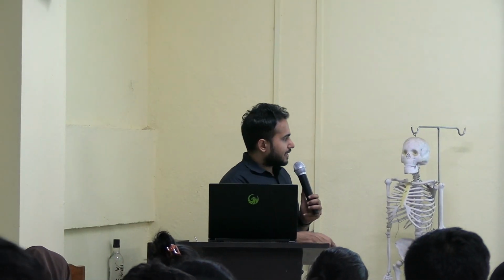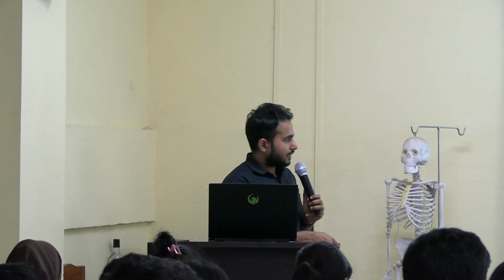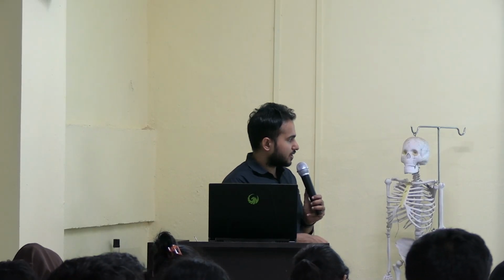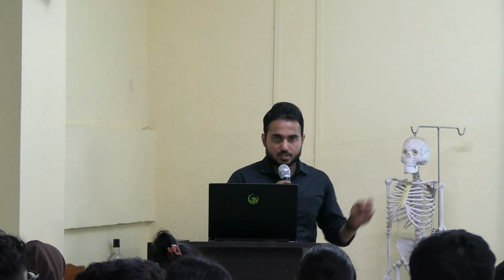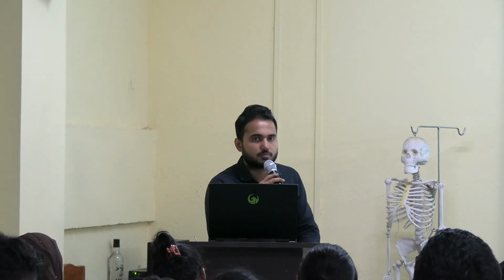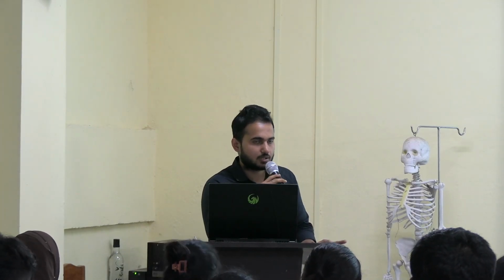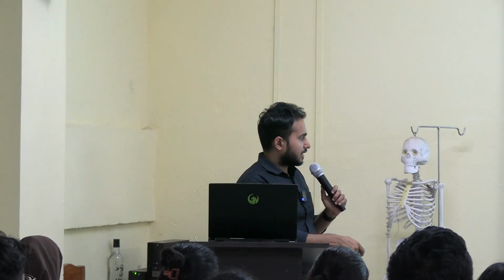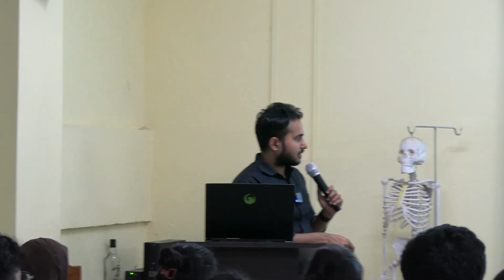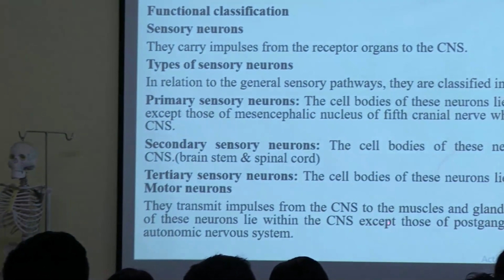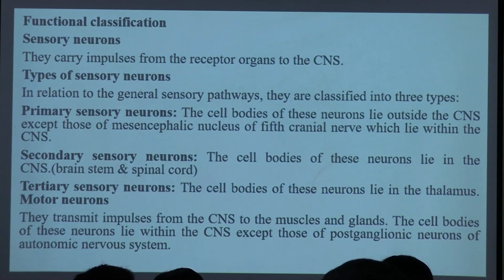Now these cell bodies of the neurons lie within the central nervous system, except those of the postganglionic neurons of the autonomic nervous system. Now in the classification I have shown you the autonomic nervous system. Okay, where from autonomic nervous system we are getting sympathetic and parasympathetic nervous system. Okay, so in case of motor neurons, the cell bodies of these neurons lie within the central nervous system mostly, except the postganglionic neurons of the autonomic nervous system.